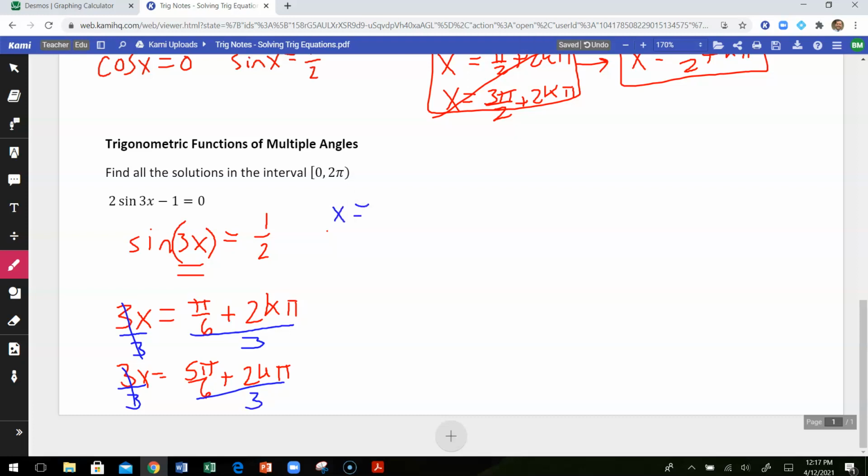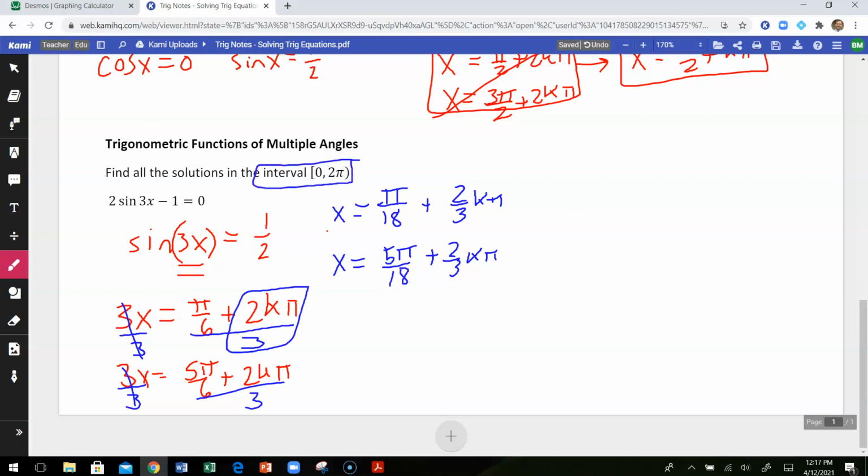And now I have that x equals pi over 6 divided by 3 is pi over 18 plus, and this is just going to look kind of weird, 2/3 k pi. I have to divide the 2 by the 3 there, so 2/3 k pi. And I have x equals 5 pi over 18 plus 2/3 k pi. Now, we've written the generic solutions. I only want the ones that are between 0 and 2 pi. Those two answers I have, pi over 18 and 5 pi over 18, are between 0 and 2 pi. They're both smaller than 2 pi and they're positive.